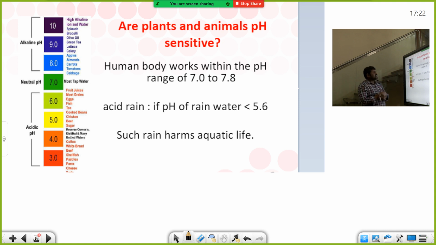Plants and animals are pH sensitive. Can you see the slide? Acidic is 3 to 4, 5, 6. At 7, most tap water is neutral. Here, more than 8 is alkaline, that is basic in nature.